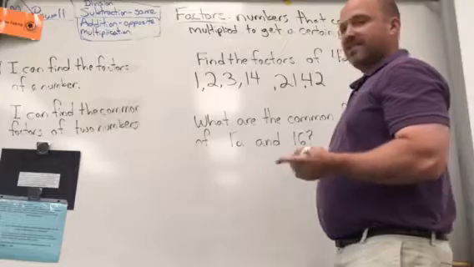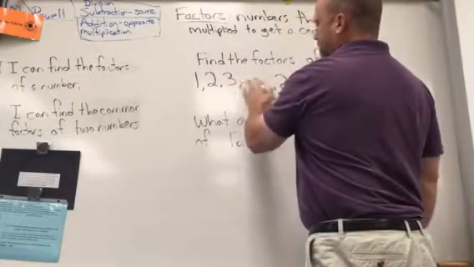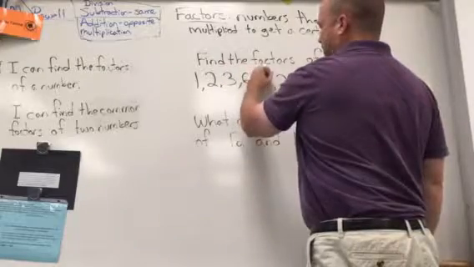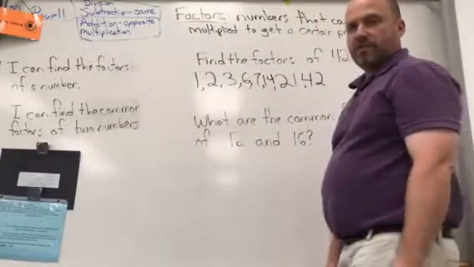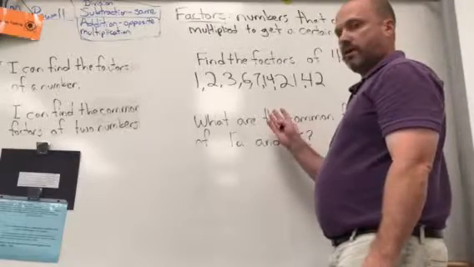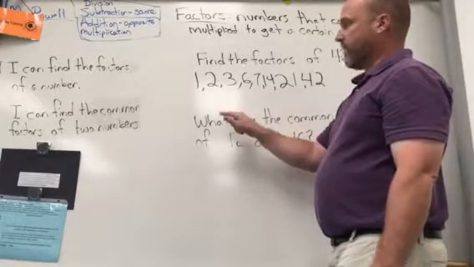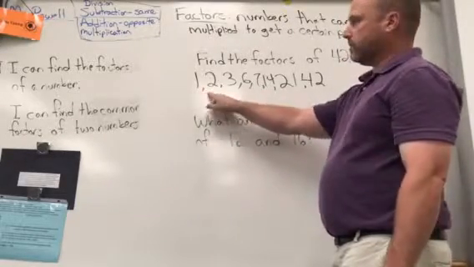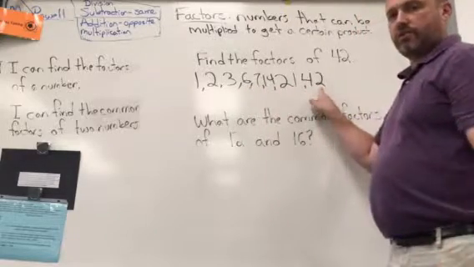I try 6. 6 times 7, so 6 and 7 are both factors. So those go up there. The next number would be 7. I already have that, so I know that I'm done. So the factors of 42 would be 1, 2, 3, 6, 7, 14, 21, and 42.